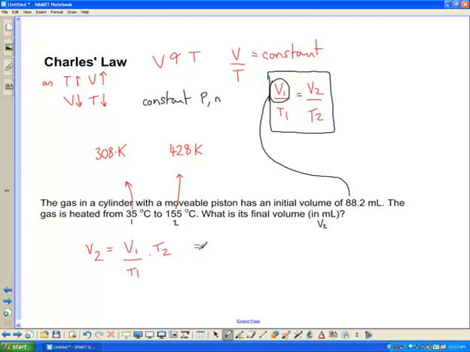So what we end up with then is our V1 is 88.2 mL. Our T1 is 308 Kelvin. Our T2 is 428 Kelvin. Now before we calculate the answer, notice our temperature went up. These are directly related to each other, so what should happen to our volume? Well, it should go up as well, and it does. We get a V2, a final volume of 123 mL. It's gone up, as you would expect.